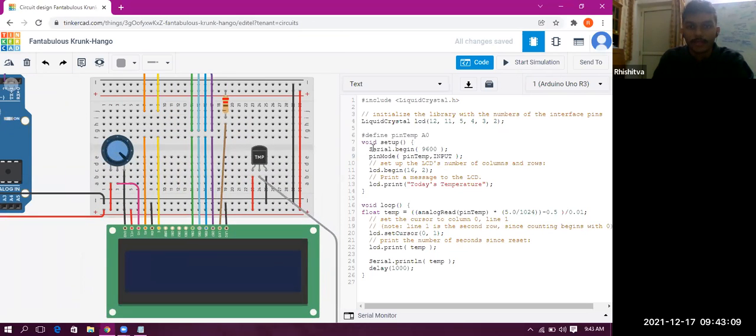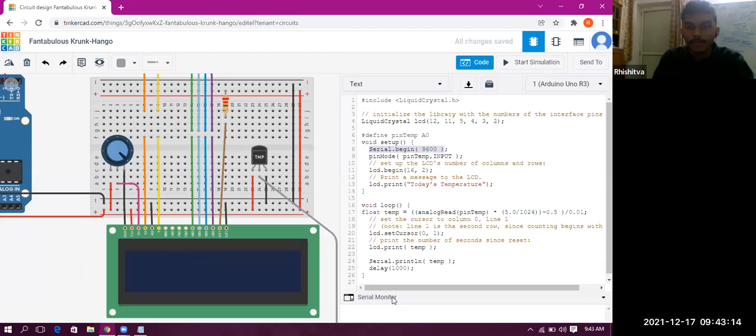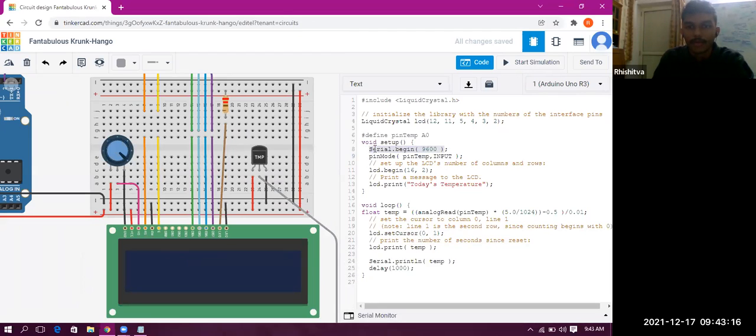Then comes this void setup. In the void setup, we have to get our values in the serial monitor also. For that purpose, we have written Serial.begin(9600). Then comes this pinMode. Our pinTemp is actually an input.